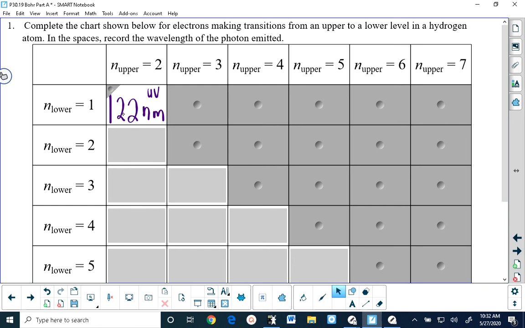Anyway, that's your assignment. I would like you to work through that. It will only take you about 10 minutes. You're subtracting energy levels, setting that energy you get equal to hc over lambda, and calculating the wavelength.